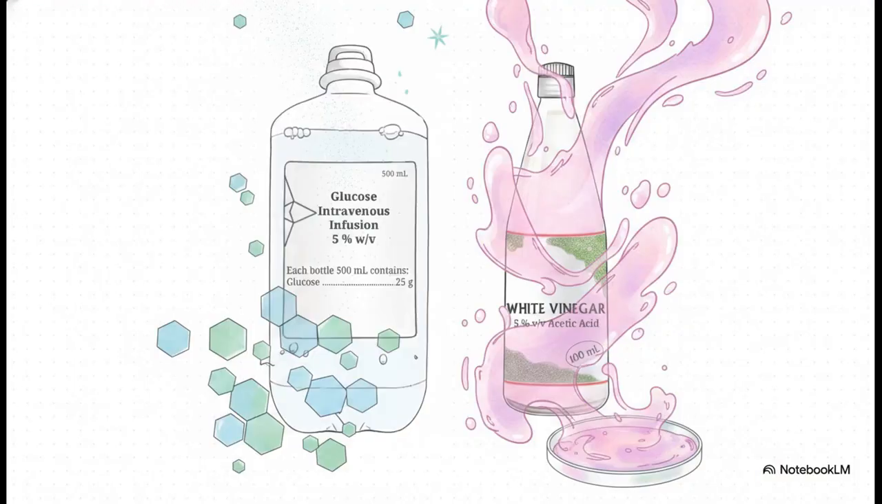But let's contrast that with liquids. On the left, we have a life-saving 5% glucose IV infusion drip. Now, because it's a solid powder, glucose, dissolved into a liquid, it relies on a mass by volume calculation. That's 5 grams of glucose per 100 milliliters of solution. On the right, though, we have a standard household bottle of 5% white vinegar. Since vinegar is made by mixing 2 liquids, acetic acid, into water, it uses a volume by volume calculation. So it's the exact same 5% label, but it relies on entirely different chemical rules.